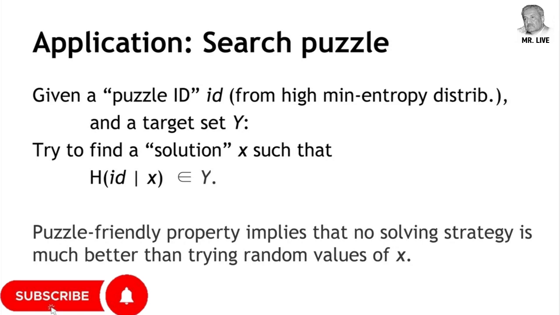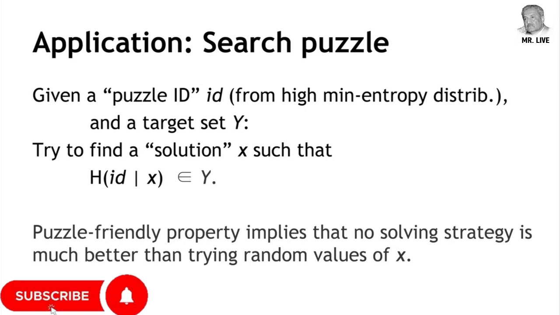And so if we want to pose a puzzle that's difficult to solve, we can do it this way, as long as we can generate puzzle IDs in a suitably random way. And we're going to use that later when we talk about Bitcoin mining. That's the sort of computational puzzle we're going to use. Okay, so we've talked about 3 properties of hash functions and 1 application of each of those.